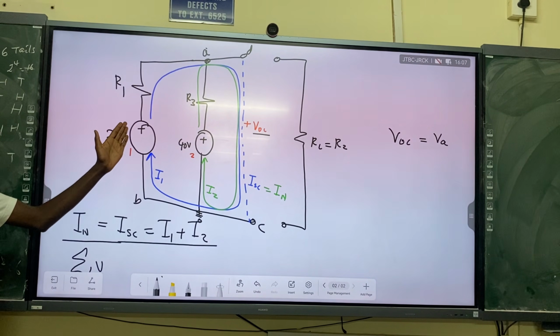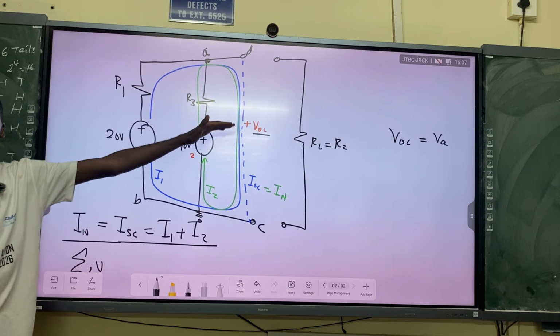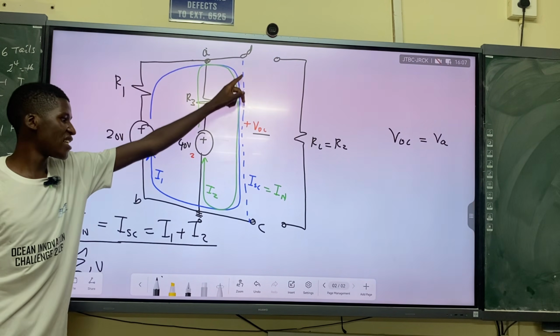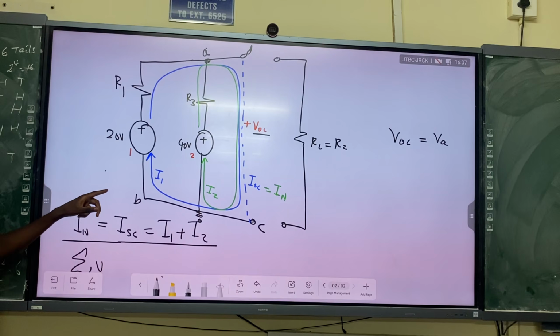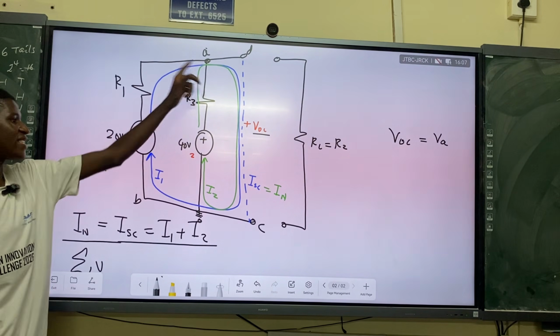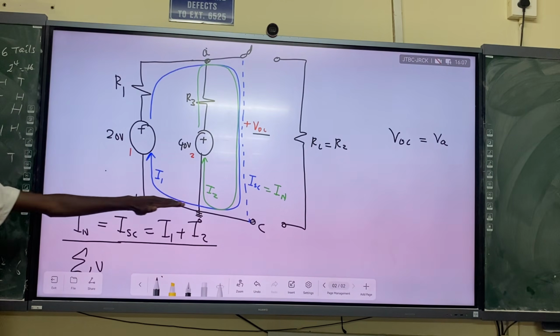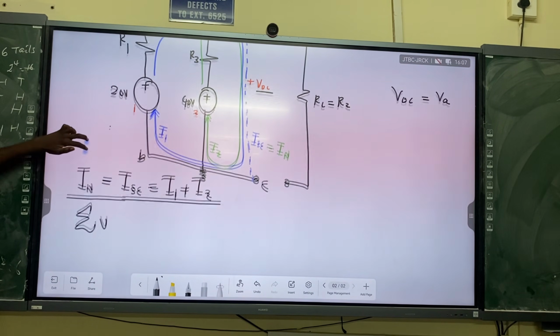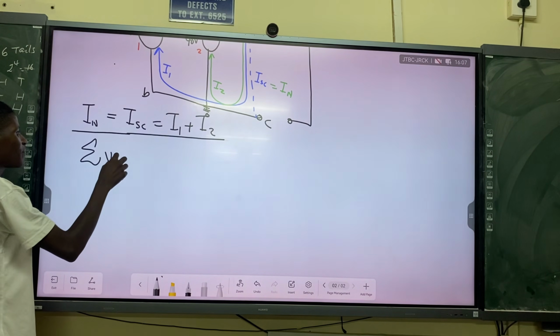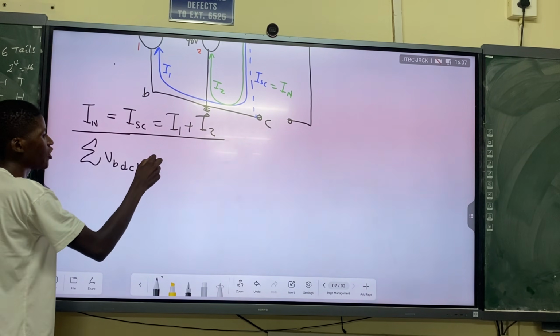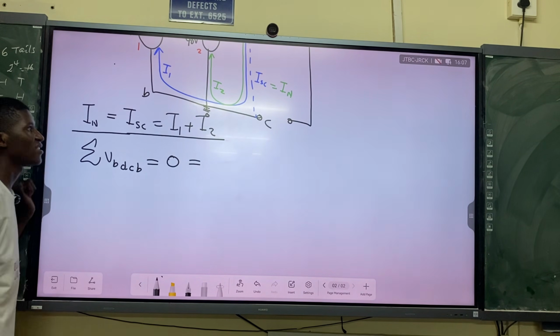So if we take the first loop, the blue one, this is going to be loop B, D, C, B. It is the loop where this blue current is flowing. So this is B, D, C, B, and the sum must be equal to 0.